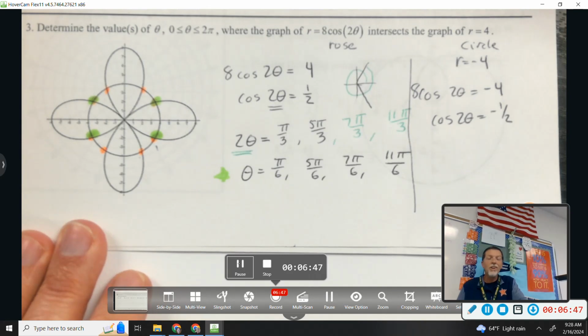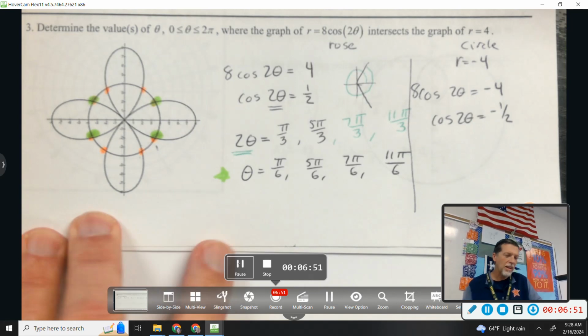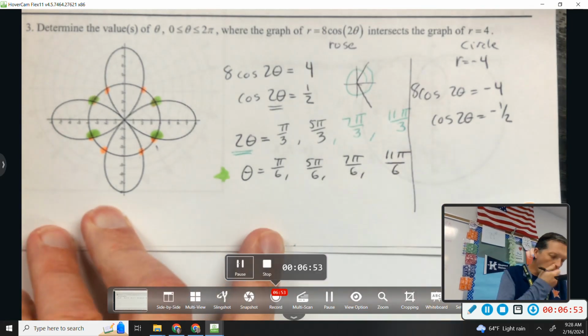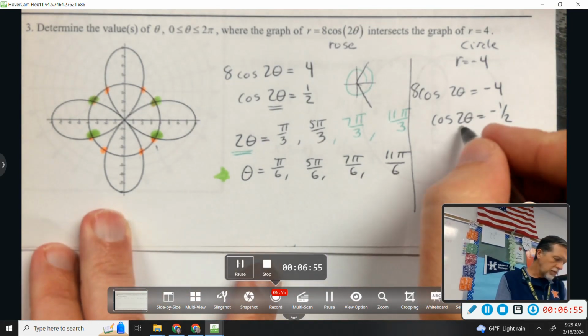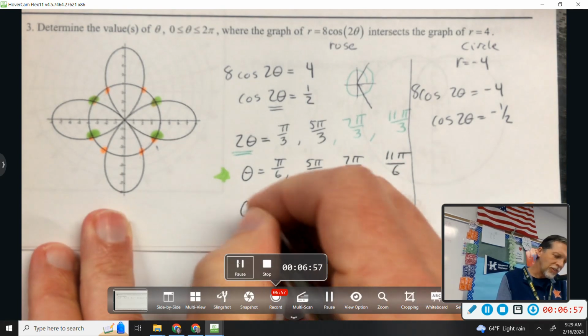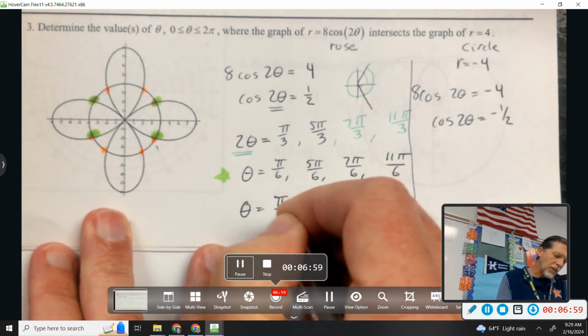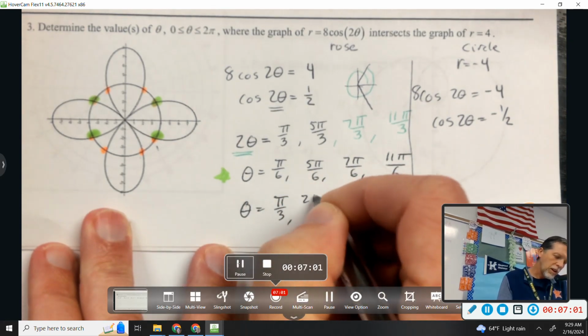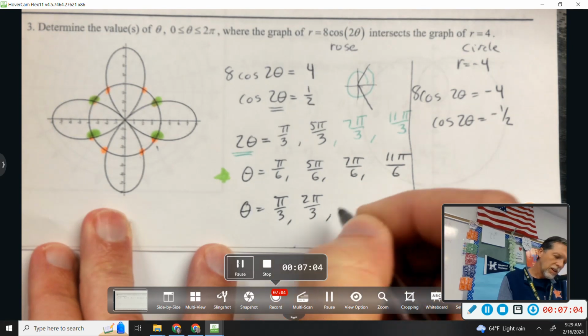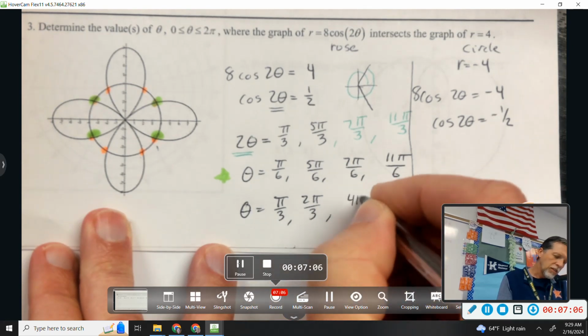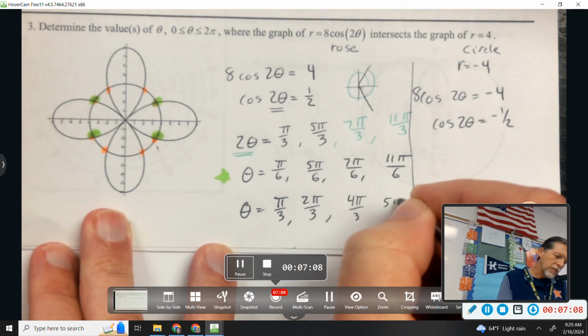It looks like they're all the over 3s. And they are. So you could go with that, or you could kind of go this way, but I think it's easier to just use the symmetry. It's all the over 3s. Pi over 3, 2 pi over 3, 4 pi over 3, and 5 pi over 3.